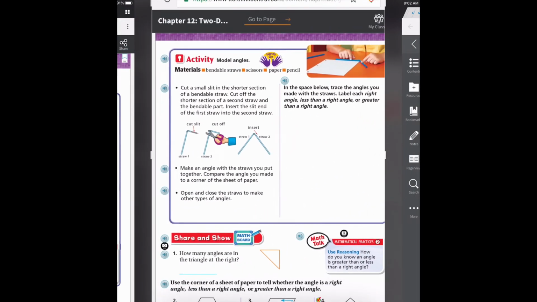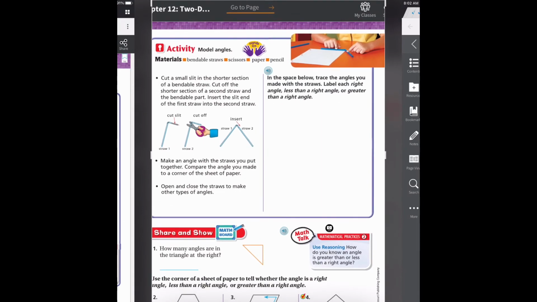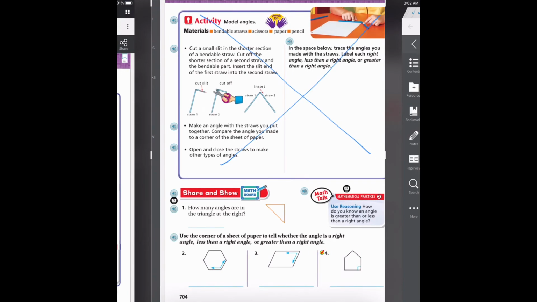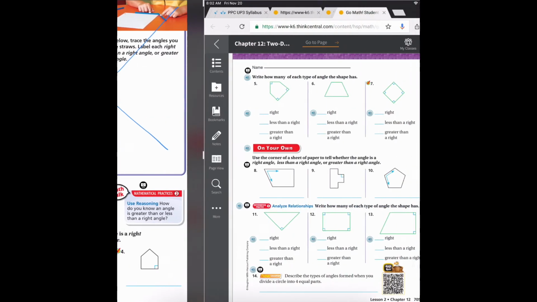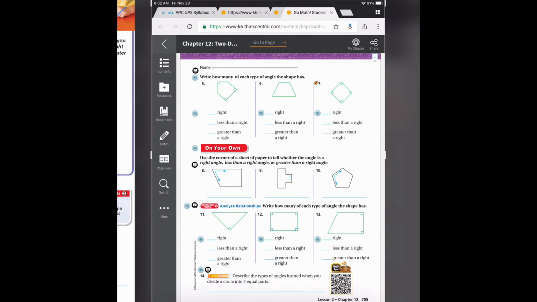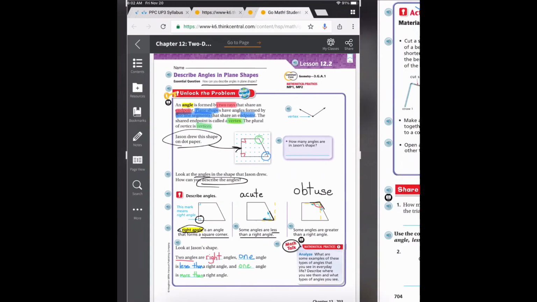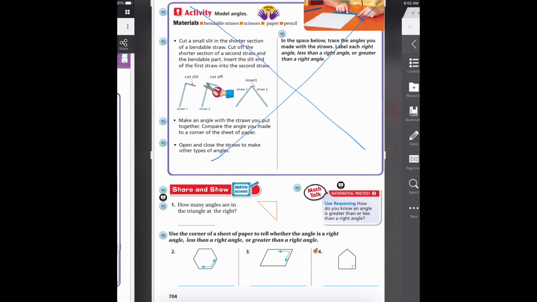And we're not going to do this activity, so I'm going to cross out the activity here. I'm going to go to Share and Show. On Share and Show, make sure you read the directions very carefully, and when you get ready to get started, go ahead and pause the video, do the Share and Show. It's 1 through 4 on this page, and 5, 6, and 7 on the next page. After you pause the video, work through 1 through 7, finish them all up, resume the video so you can check your answers.